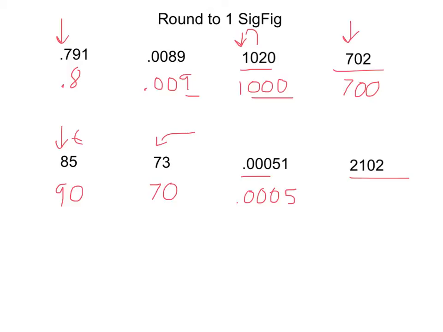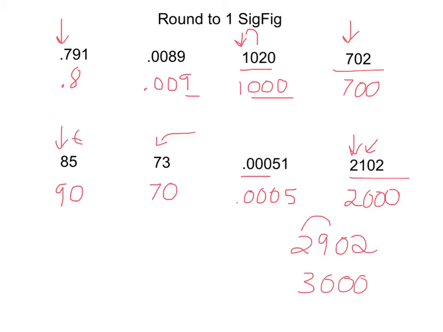Pause it, rethink it. Okay, so I have 4 sig figs, but I'm only allowed 1. It's got to be the 2 in this spot, and I have to show that I'm in the thousands place. And I'm not rounding up, I'm staying with the 2, right, because I'm next to a 1. If this number was 2902, I'd round that to 3,000, because the 9 would make this 2 a 3.